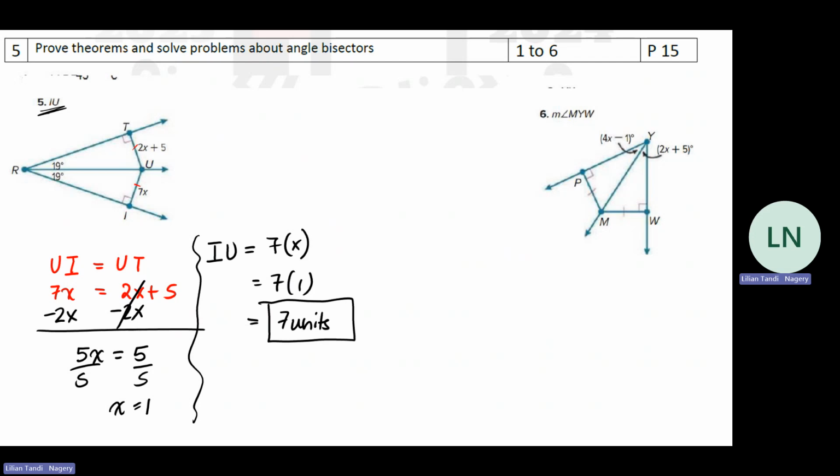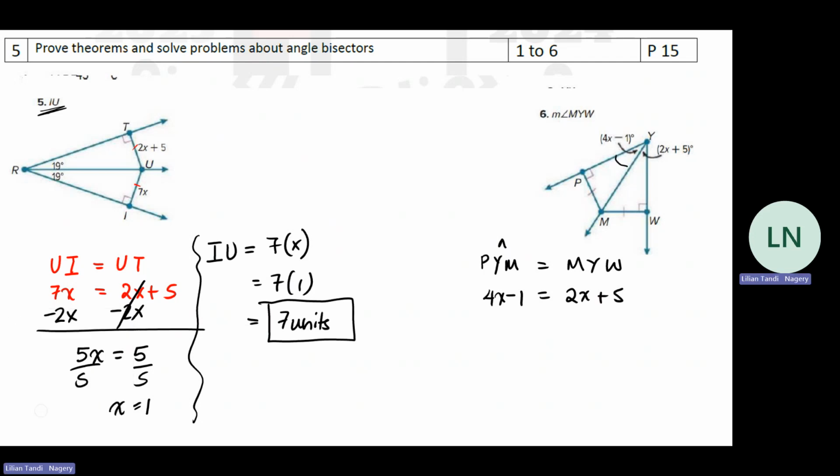Okay. Now here we are finding the angle. How do I know? Angle is given by the angle symbol, and there is that sign for me to know I'm looking for an angle. So I know that YM is an angle bisector. So angle PYM should equal angle MYW. MYW. Okay? Now, 4x minus 1 should equal 2x plus 5.